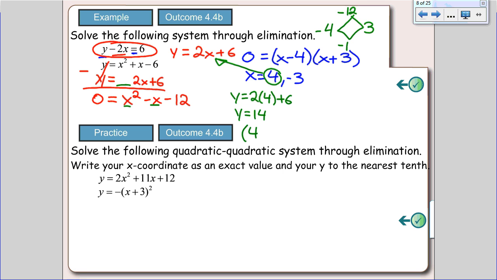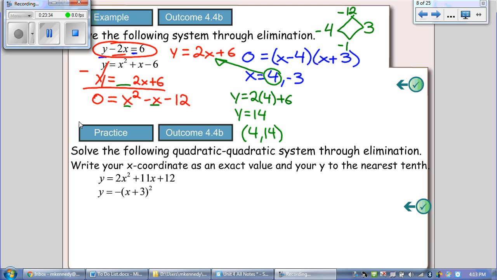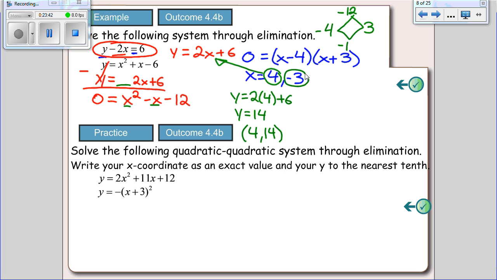Remember, we write our things as points, and whatever variable you have for x is attached to the variable you have for y. Okay, now that we have one point, we need to do something with this second x value. We're going to take x equals negative 3. We're going to substitute it right into the same equation. So we have y equals 2 times negative 3 plus 6. You put that in your calculator, and you get y equals 0, meaning that your next point is (negative 3, 0). So those are both your answers. Those are both valid solutions. Neither one's wrong, both are correct.